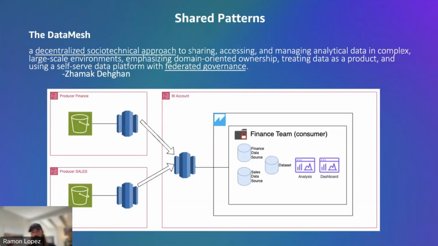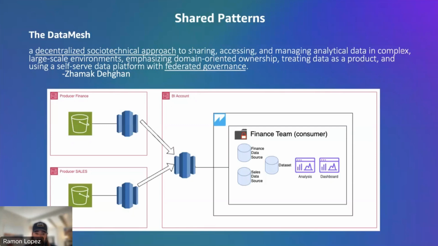Another common pattern that we're seeing is the quite popular data mesh. In the words of Zhamak Dehghani, it's a decentralized approach for sharing, accessing, and managing analytics data in complex, large-scale environments. The goal is emphasizing domain-oriented ownership. Product is the focus, and you treat data as a product, and you want to empower your users with self-serve yet federated governance of their data.